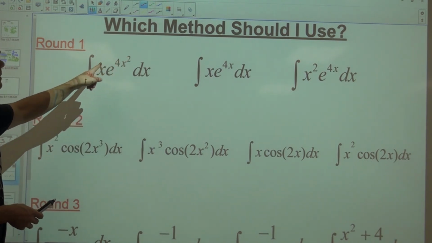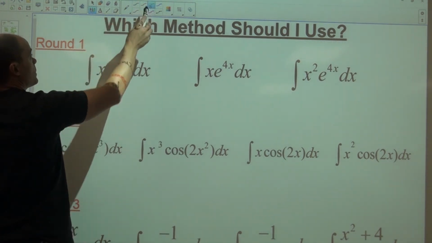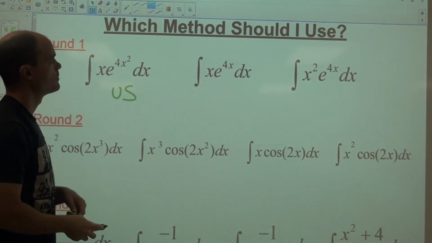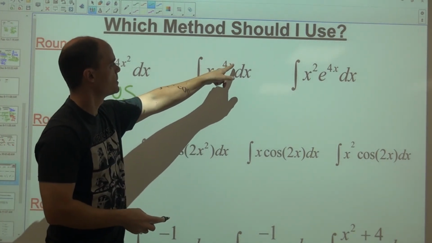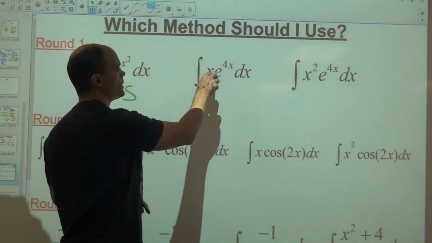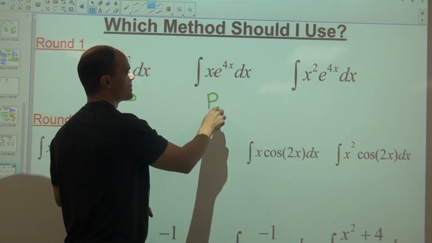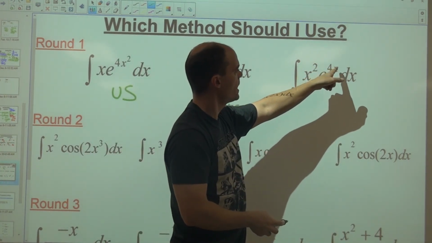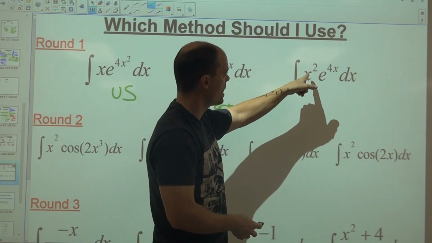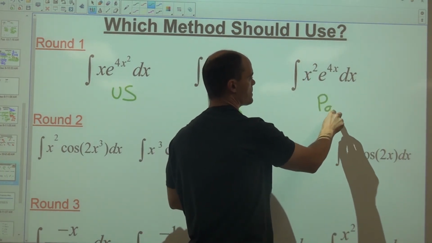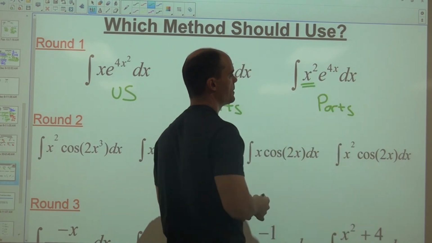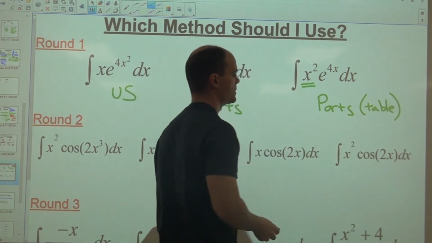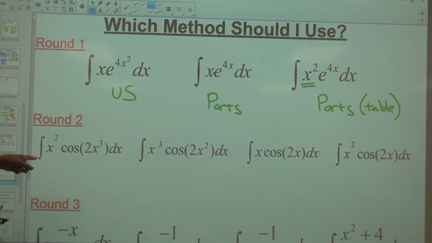x squared, x. What am I doing here? One degree apart. This would be u, this would be du. This is a u sub. x and x. These are not one degree apart. There's no escaping that. This is a product rule, which means this is a parts problem. And x squared e to the x, well, this would have to be u. That would not be du. This is also a parts problem. Since this is a higher degree than 1, then we are going to use the table strategy in order to do it.